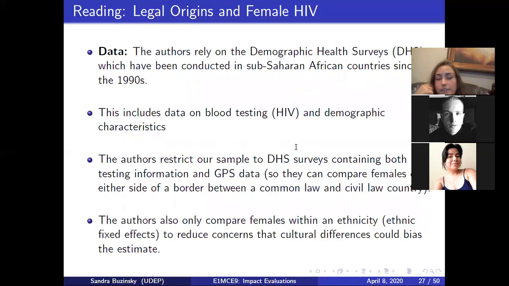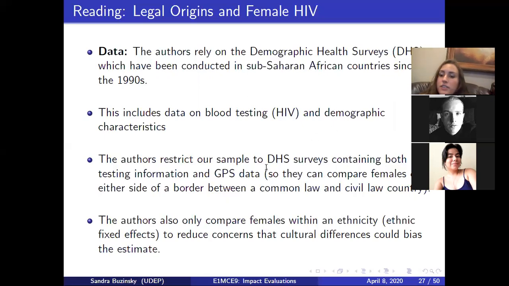Okay. So the author is using DHS data. It's a health survey data set, and they have data on HIV. Obviously, that's important for this. And they're also using geographic data. So they want to compare women right beside a border. Let's say we have two bordering countries. One is civil, one is common law. So we want to look right around the border between the two countries, at women, and find differences in HIV rates.